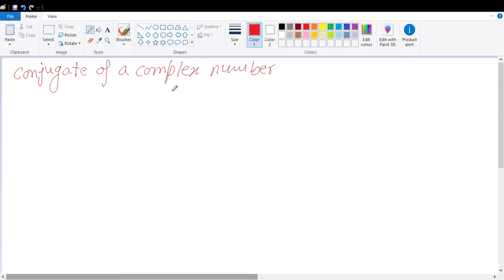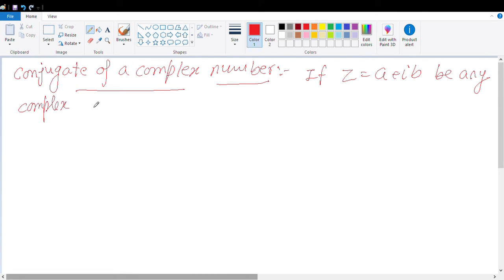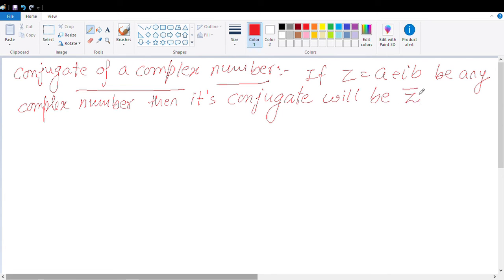Conjugate of a complex number. In a simple way, the meaning of conjugate is just replace i with minus i. So if z is equal to a plus ib, be any complex number, then its conjugate will be z bar equal to a minus ib.